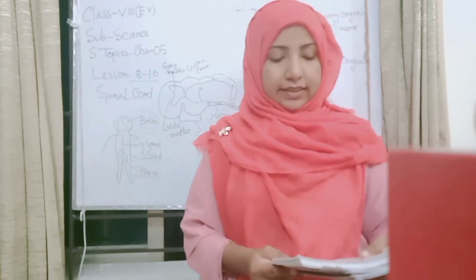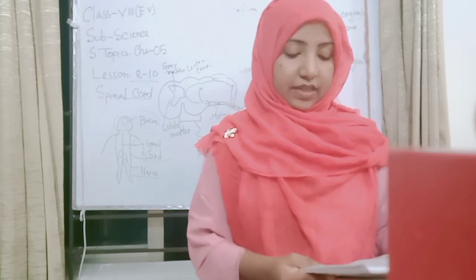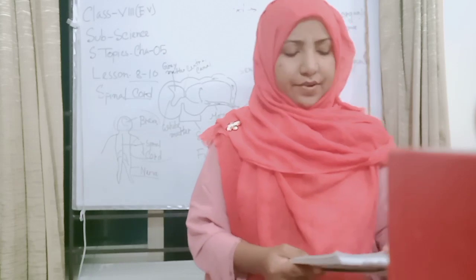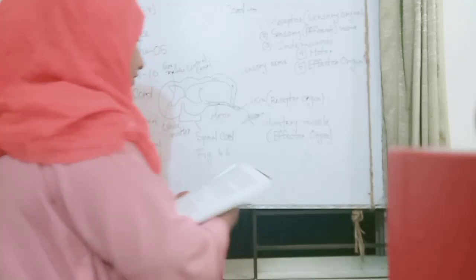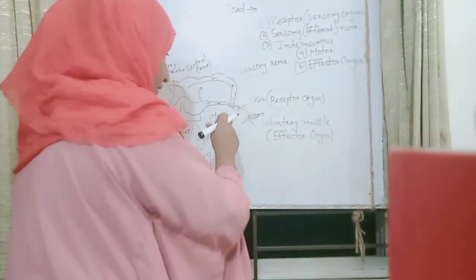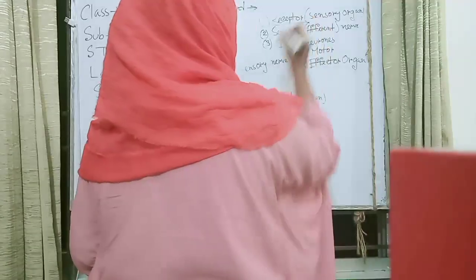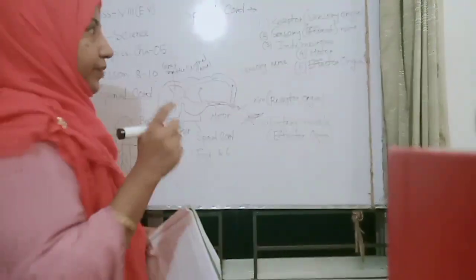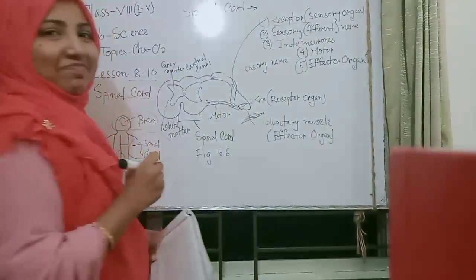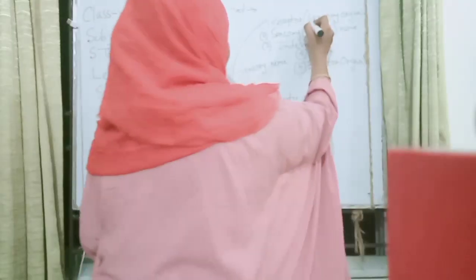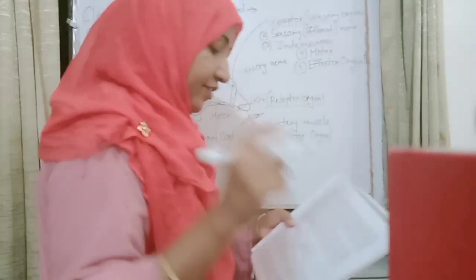Reflex actions are usually conveyed through the spinal cord by a path called a reflex arc. A reflex arc has the following constituents. First, receptor. My dear students, please everyone see the board. The first structure is the receptor or the sensory organ, which is the skin.